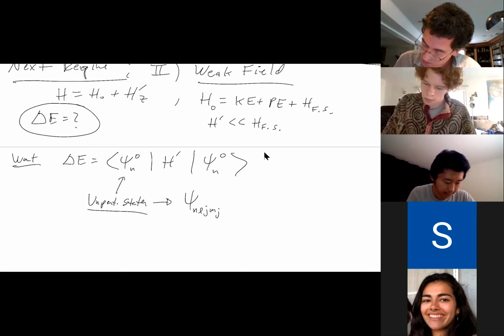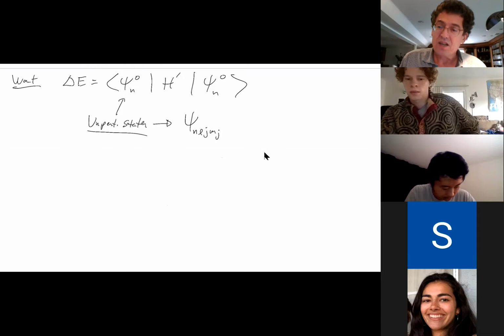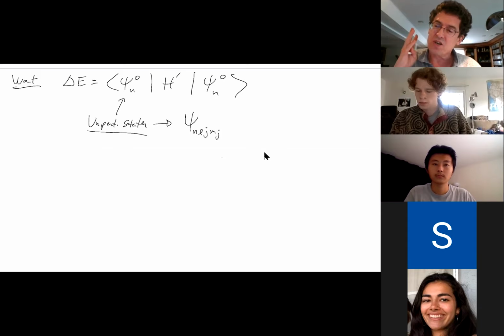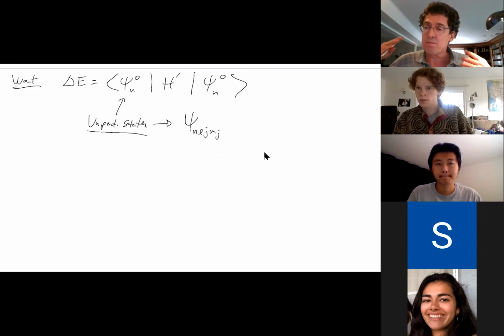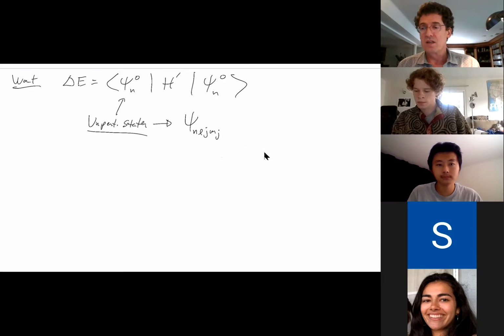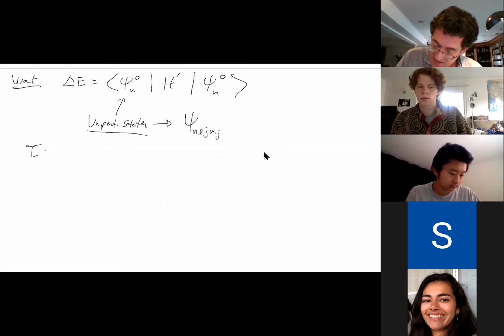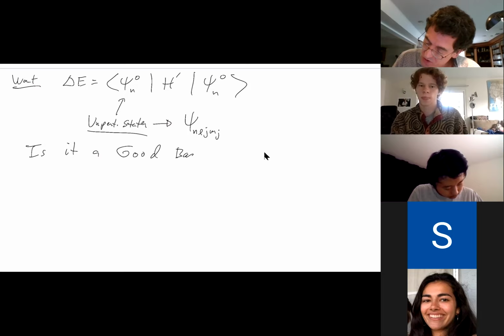So let's do this a little quicker than before. What is the critical question we have to ask before we can do the calculation? Before we can plug into the simple formula, we have to ask a question. What's the question? Is this basis good? Exactly. Is it a good basis? That's exactly right. And we'll go through the same reasoning as before.